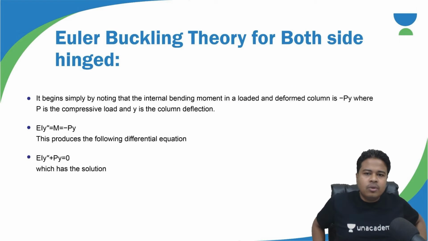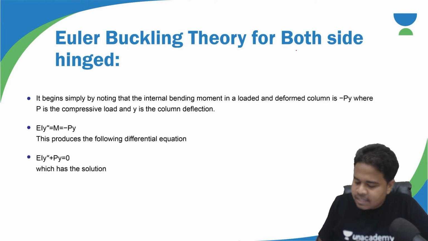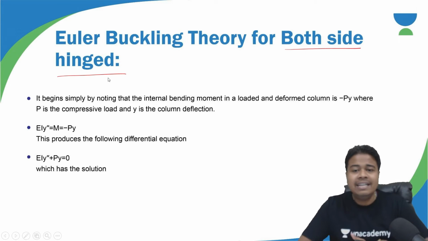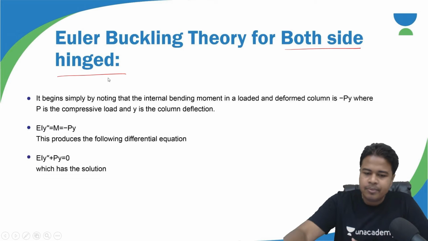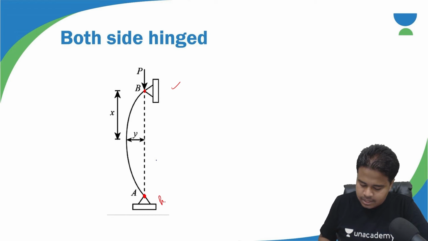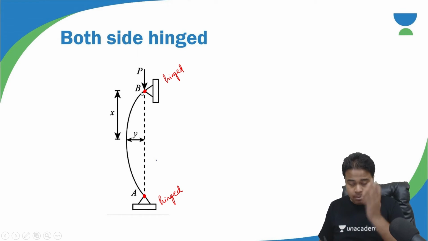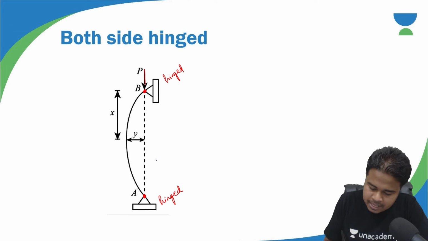Now we are going to study Euler buckling theory. First of all, we will be starting with the column with both sides hinged. Let us start with this example. Here hinged, here also hinged. Both sides hinged.